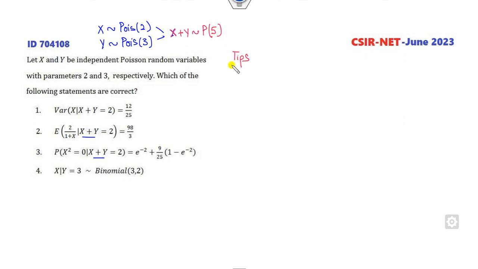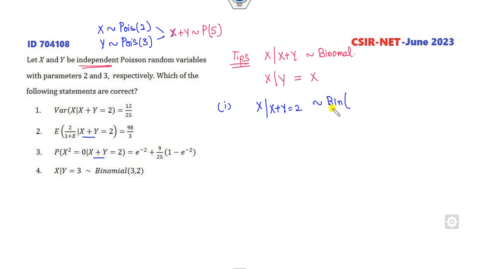Now you can think about the tips. You need to find this value. So x conditioned on x plus y follows the binomial distribution. Fine. For x conditioned on y, look at the last case, because x and y are independent, so this is nothing but x only. So look at the first option. You have to find the variance. Firstly I will check the distribution of this. It follows binomial. What is the n? N is this part.